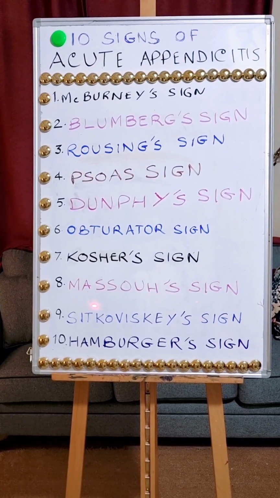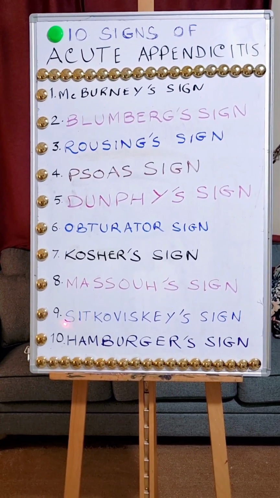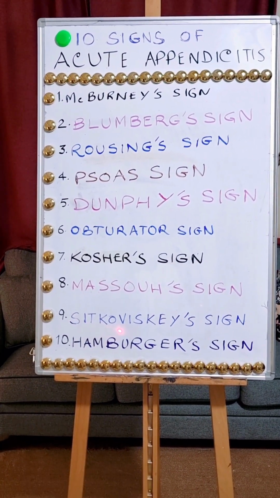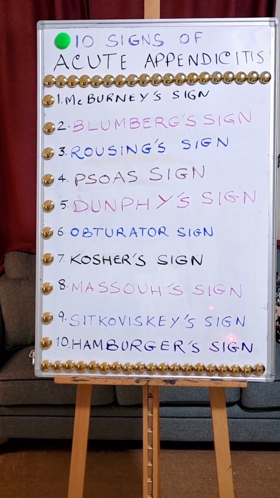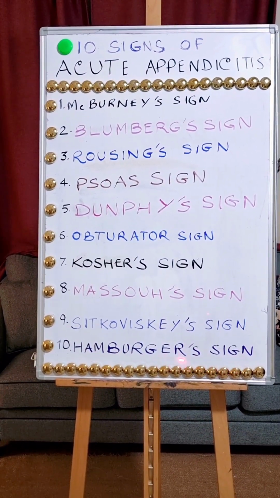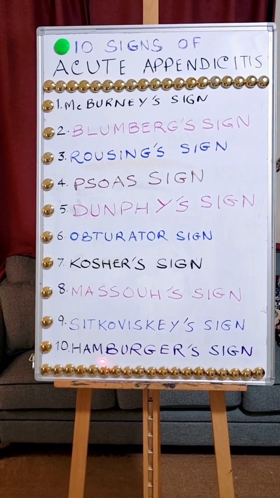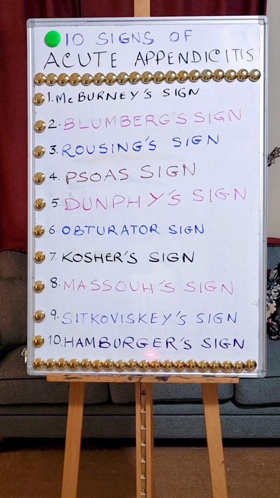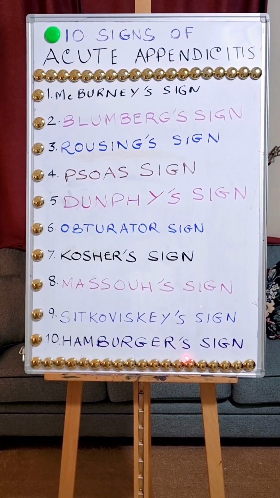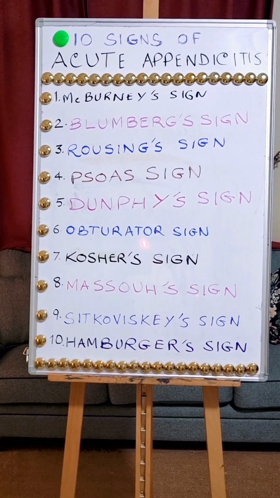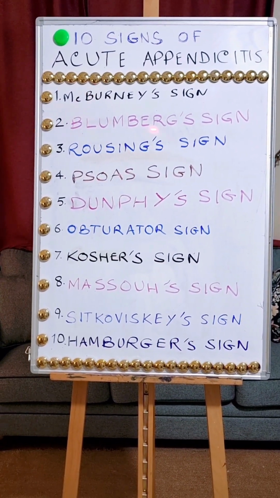Then next is Dunphy's sign, which asks the patient to cough. If pain increases at the right iliac fossa, then Dunphy's sign is positive. Next is the obturator sign, where the hip is flexed and then rotated medially, and there is pain in the right iliac fossa. Next is Kocher's sign, where if the pain starts first at the umbilical region and then goes to the right iliac fossa, this is called Kocher's sign.